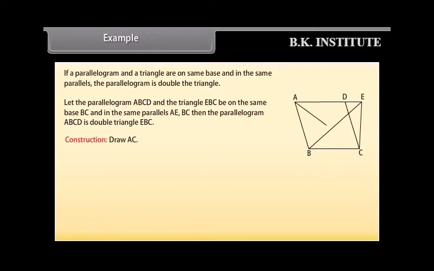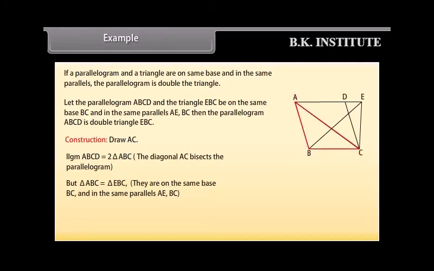Construction. Draw AC. Since AC bisects the parallelogram, therefore, the parallelogram ABCD is double triangle ABC. But triangle ABC is equal to triangle EBC because they are on the same base BC and in the same parallels AE and BC. Therefore, parallelogram ABCD is also double triangle EBC, hence proved.